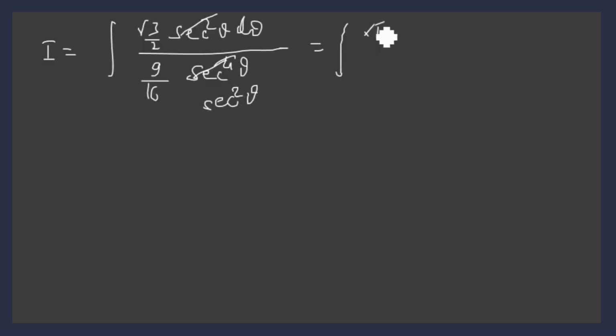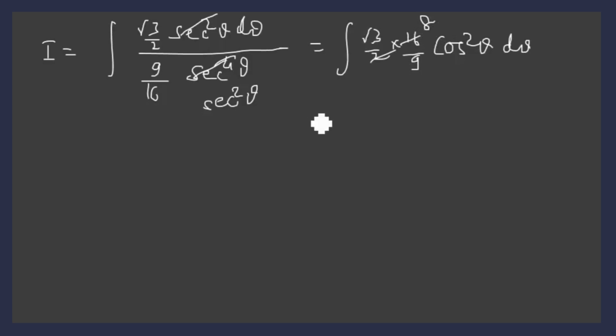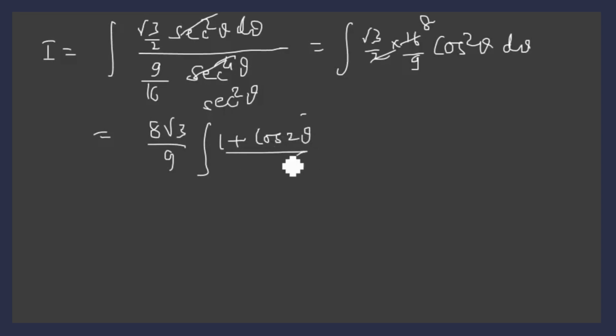What we have here is the integration: root 3 by 2, this is 16 by 9, and 1 by sec is cos, so this is cos square theta d theta. So we can cancel this out, so this is here 8. Okay, so we can take this out, so 8 root 3 by 9 and cos square theta. So for cos square theta we can write (1 plus cos 2 theta) by 2 d theta. Now again I can cancel this, so this is 4.